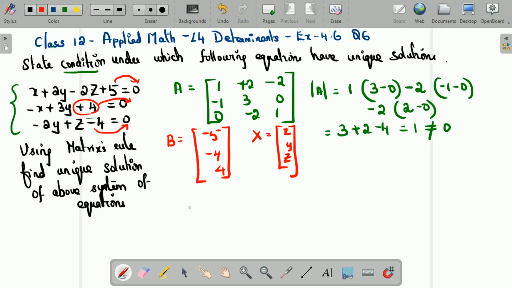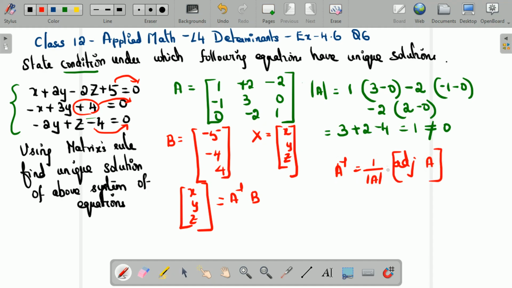So the matrix formula is that in order to find the value of the X matrix, which is x, y, and z, you need to calculate A inverse and multiply that with B. So this gives you the value of the x, y, and z matrix. Now let's write out the formula of A inverse. A inverse is 1 by determinant of A into adjoint of A. In this problem, the determinant of A is 1, so this part we can simply skip. Calculate only the adjoint of A and multiply with the B matrix.